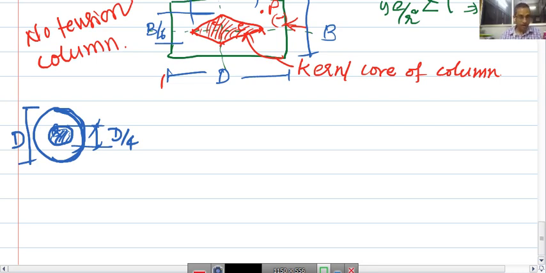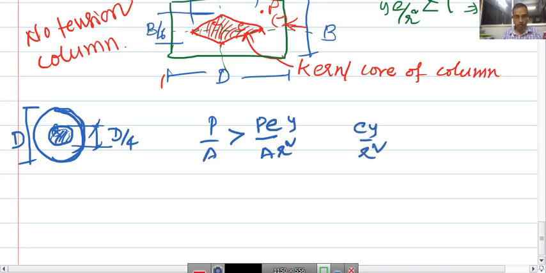You can derive again using the same formula. P by A will always be greater than P into E by Z, where Z means A into R square by Y. With this condition, we can definitely work out that E into Y by R square should be less than or equal to 1. From this you can work out the E.